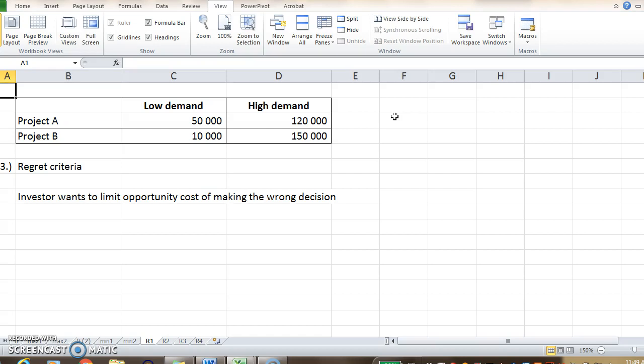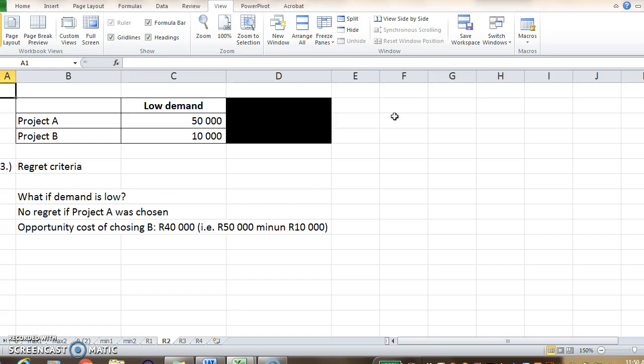So how do we do this? This one is a bit tricky, so I'll show you the way I go about thinking about it. Remember, the investor wants to limit the opportunity cost of making the wrong decision. So if we assume the demand is going to be low, if we chose project A, would we regret this? No, we won't, because we chose the right project. Remember, we don't know what the demand is going to be. We're just playing what if. What if we chose the wrong one? So if we chose B, then we'd regret our decision.